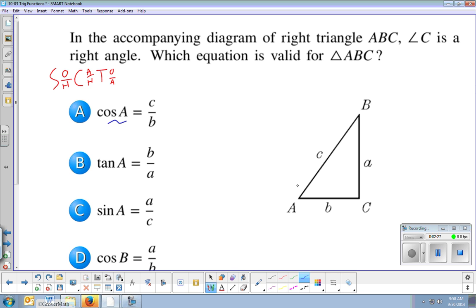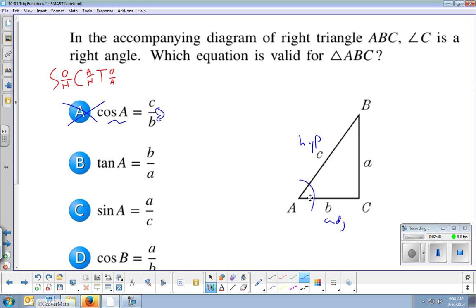So cosine A. Here's A. Cosine is adjacent over hypotenuse. So is C over B adjacent over hypotenuse? Well, here would be your adjacent side, and here's your hypotenuse. So cosine A would be B over C, not C over B. This is upside down, so this is not the answer.